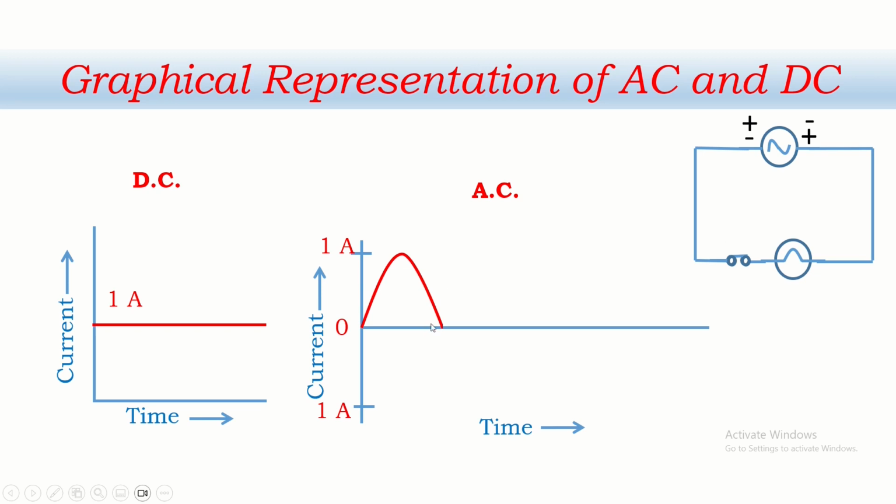Now the same can be represented this way: from 0, the current goes on increasing, becomes maximum, and again comes back to 0 when it goes from the left hand side to the right hand side. And not only once, many times a second, current keeps on increasing and decreasing. That's why it can be represented this way graphically. This is the graphical representation of alternating current.